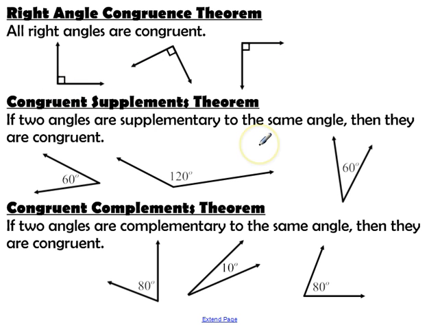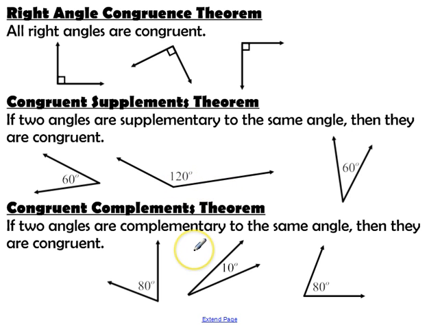The congruent supplements theorem says if 2 angles are supplementary to the same angle, then they are congruent. So if these 2 angles are supplementary because they add up to 180, and then these 2 angles are supplementary because they add up to 180, these are going to be the same because there's only one number you could add to 120 to equal 180.